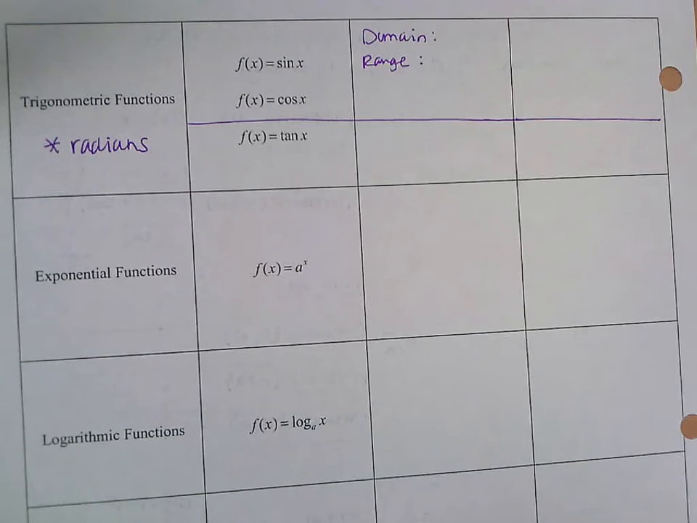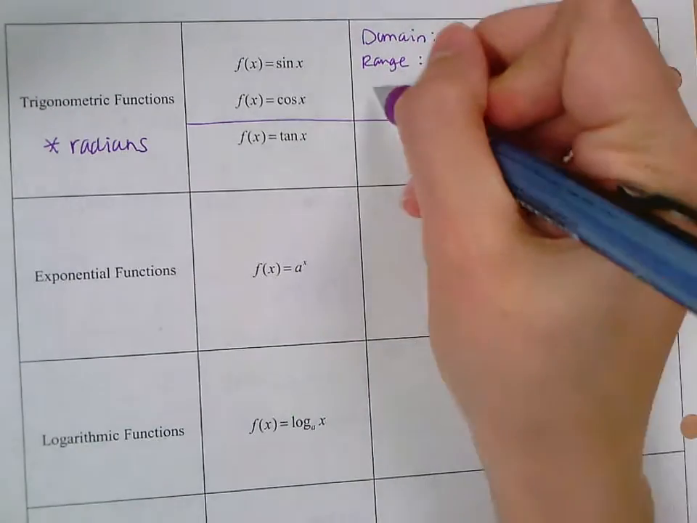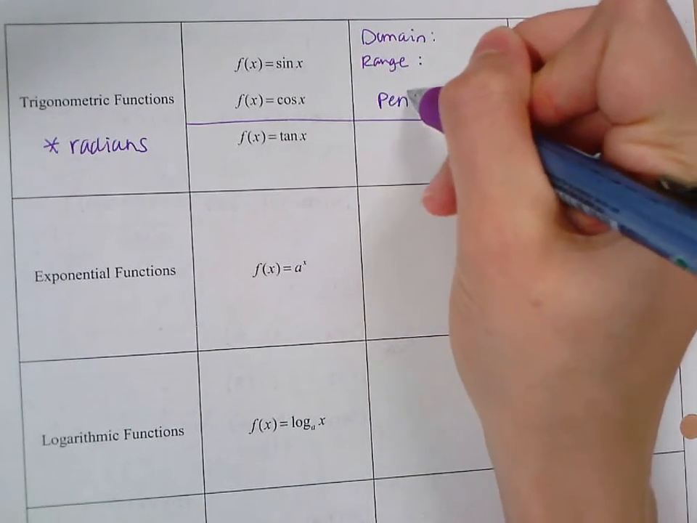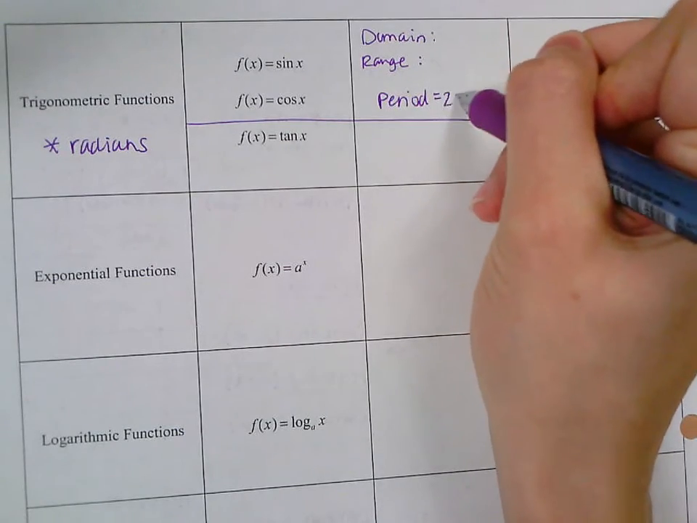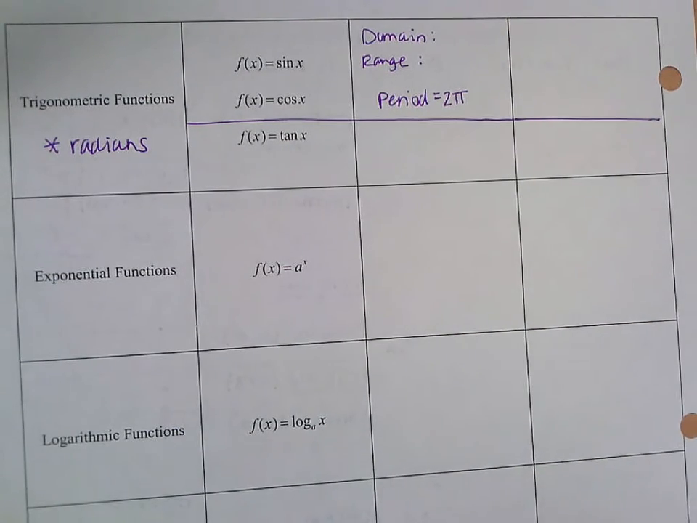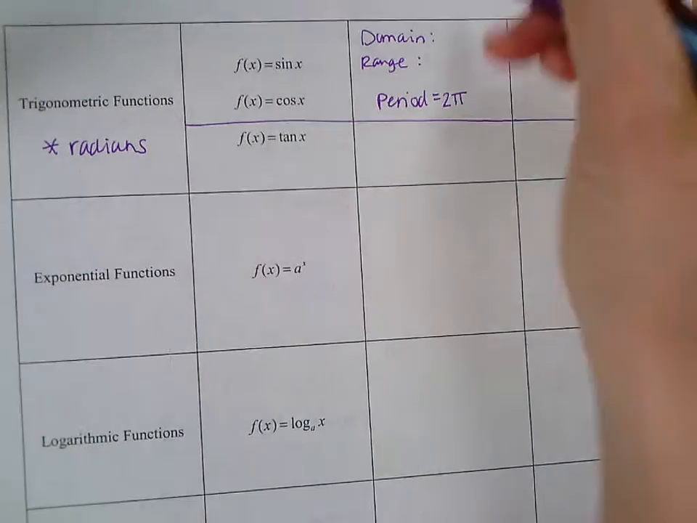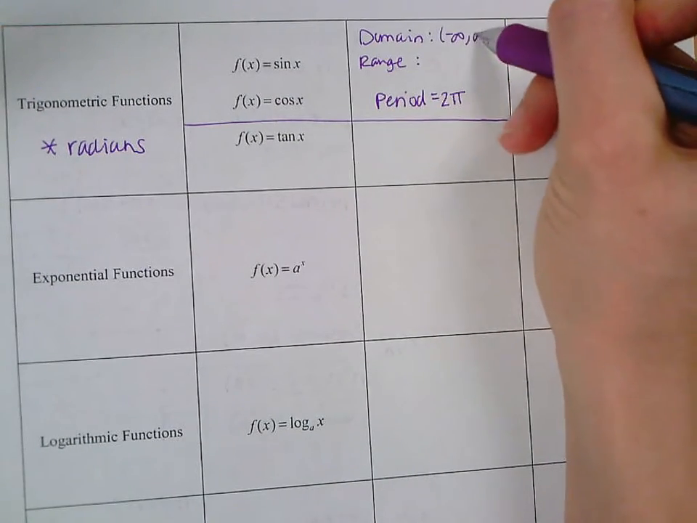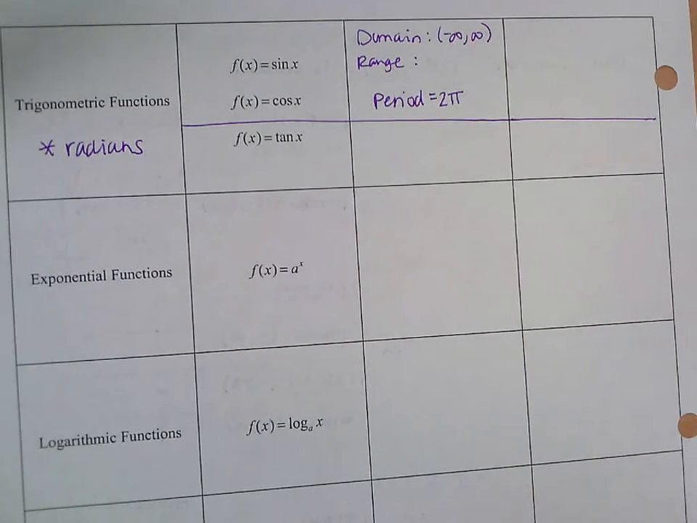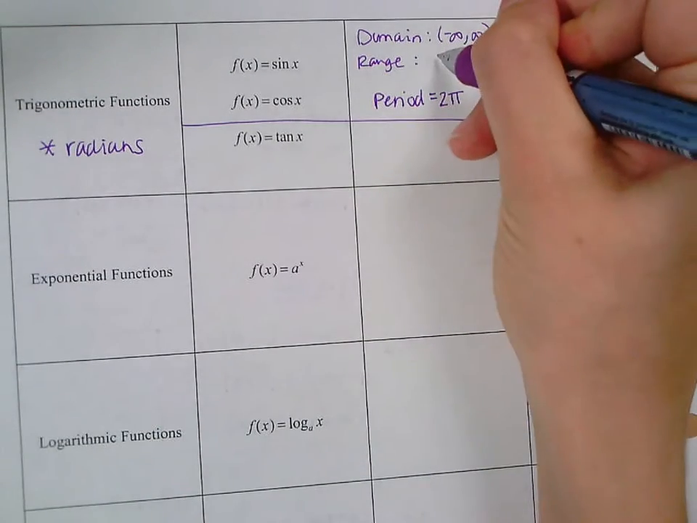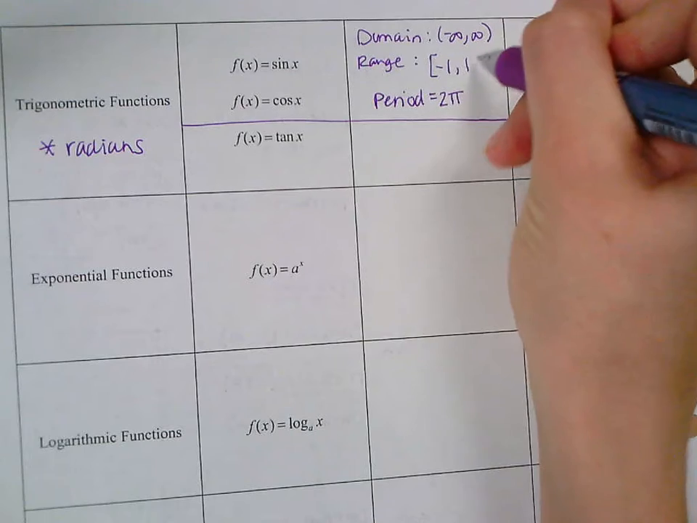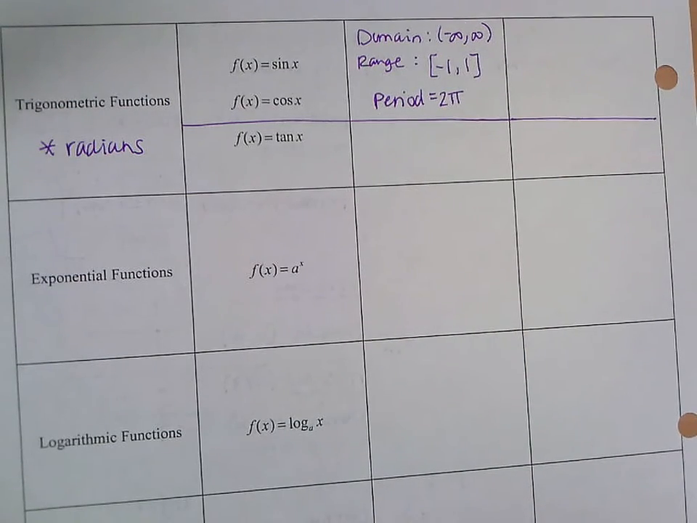Yes, okay. I heard 2 pi shouted out. That is the period. I was going to ask that too. Okay, domain. It's all real numbers. It just continues. And then I heard the range shouted out: -1 to 1. Yes. If there are transformations, that affects the range.